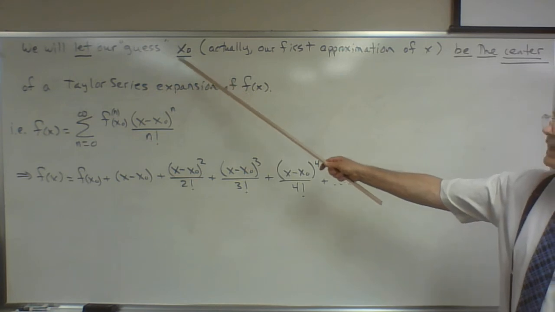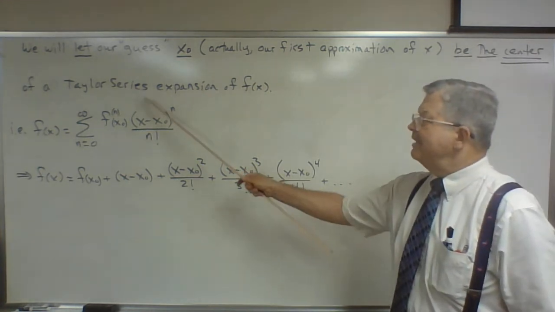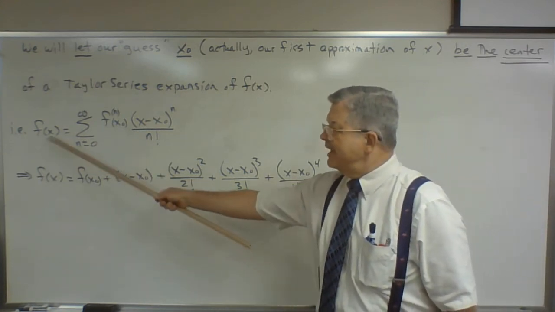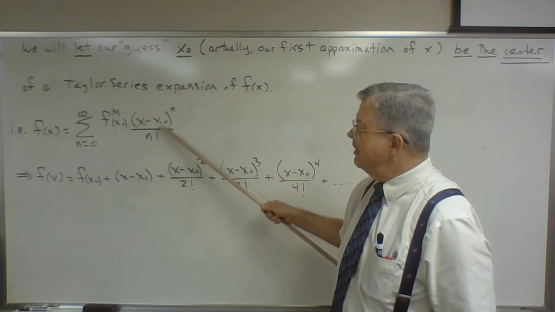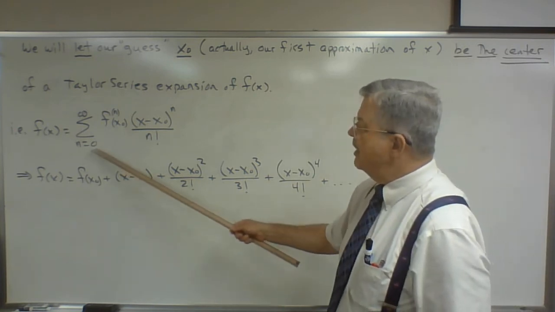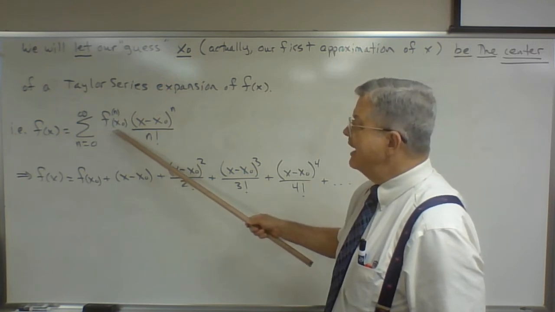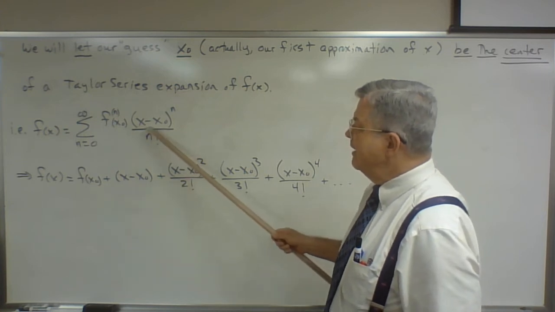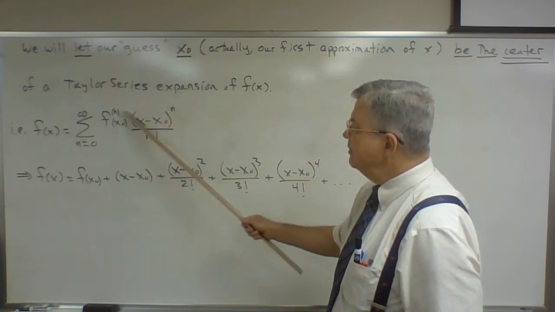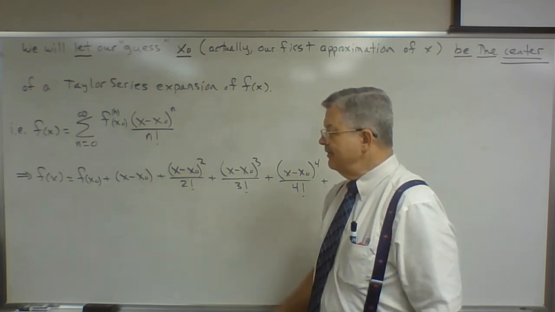And we're going to use our approximation, x of naught, as the center of a Taylor series expansion of f of x. So here's what that Taylor series expansion of f of x with center x naught looks like. And we'll write out the first few terms. When n is 0, we have the zeroth derivative of f, which is just f itself, so f evaluated at x of naught. We have x minus x naught to the 0, which is 1, over 0 factorial, which is 1. So this whole thing is just 1. That leaves us with f of x naught as our first term.